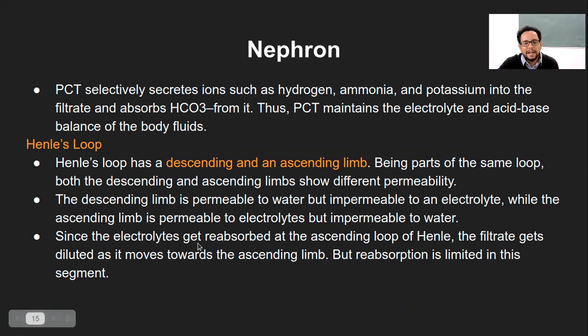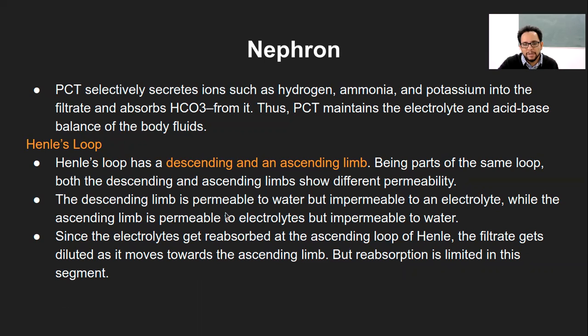Now since the electrolytes get reabsorbed at the ascending loop, right, it is impermeable to water, but the electrolytes can get reabsorbed through the mechanism of active transport. So since the electrolytes get reabsorbed at the ascending loop of Henle, the filtrate gets diluted as it moves towards the ascending limb, but reabsorption is limited in this segment.